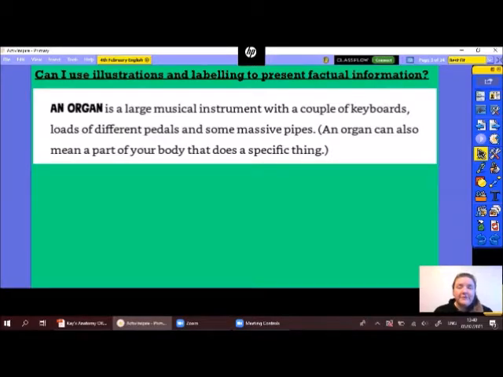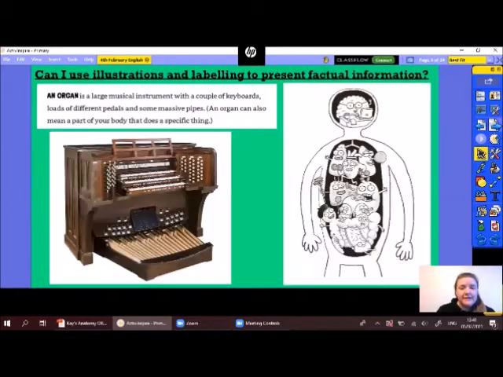The first thing you find on the page is kind of an introduction, telling you what the page is about. An organ is a large musical instrument with a couple of keyboards, loads of different pedals, and some massive pipes. An organ can also mean a part of your body that does a specific thing. You see, Adam Kay is trying to be funny there because there are two definitions of the word organ. The first one is the musical instrument, as he said, and the second one is the parts of the human body that do specific jobs.